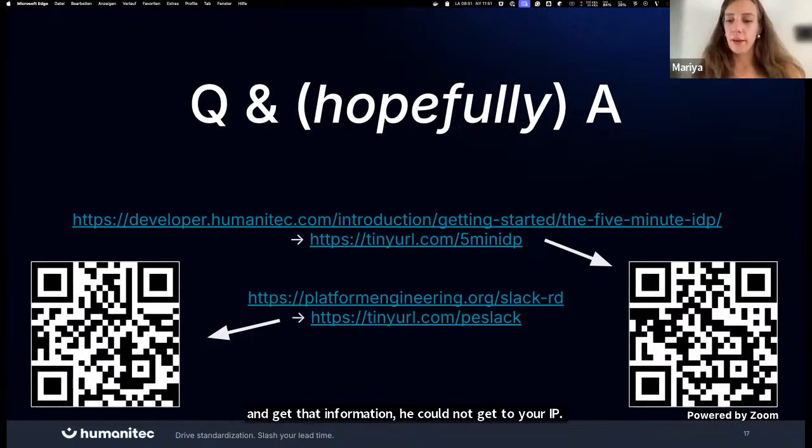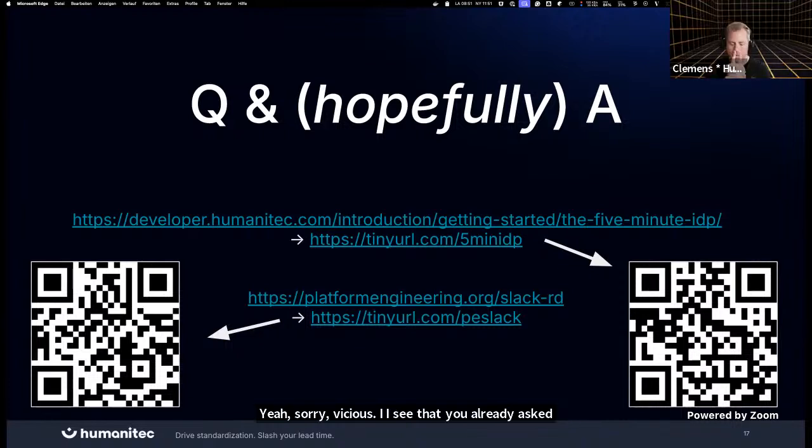Cool. Do you need access to Humanitec to use the Score file feature? Yeah, sorry, Vishesh, I see that you already asked this one. Yeah, all right. No, you don't.